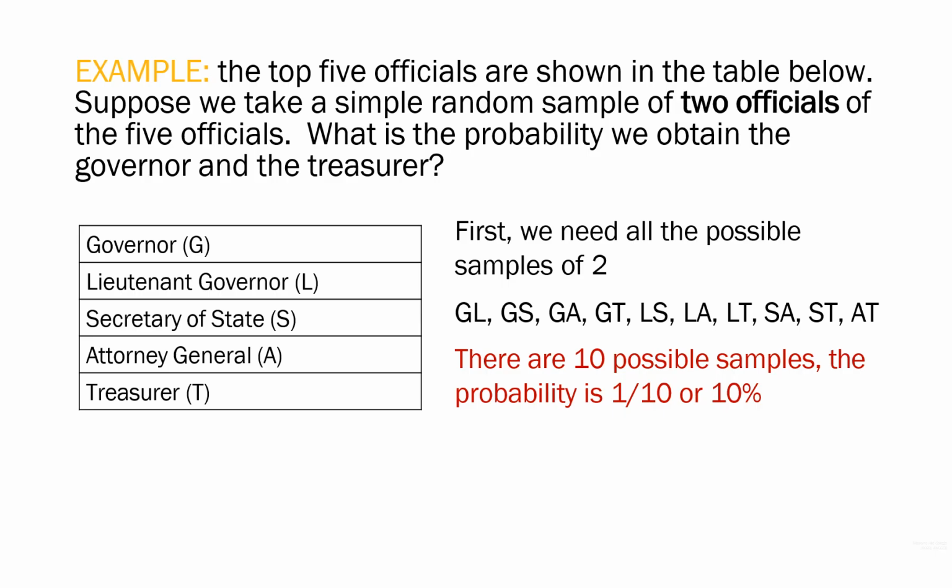Then you will start to list all of the possible samples starting with the lieutenant governor. You'll see that lieutenant governor goes straight to lieutenant governor and secretary of state, and it doesn't include the governor, because that was already captured. So we're doing this without replacement. There are 10 possible samples, and the probability that we obtain the governor and the treasurer only happens one time. So it is 1 out of 10, or 10% is the probability.